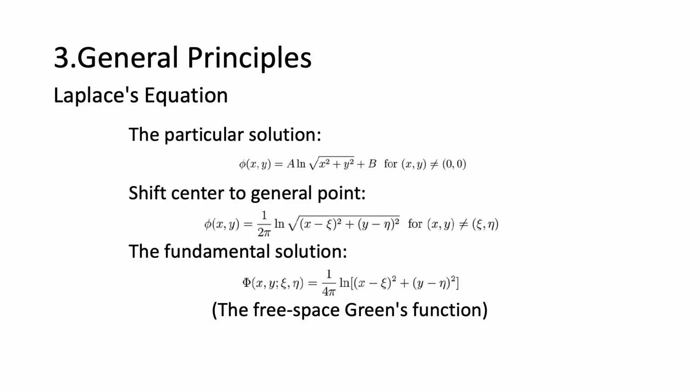If we make a equal 1 over 2 pi and b equal 0, and shift the center from (0, 0) to the general point (psi, eta), we can get the third equation, which is very important for the development of boundary element methods for the numerical solution. We can use an uppercase phi to write it as a fundamental solution, which is also named the free space Green's function.